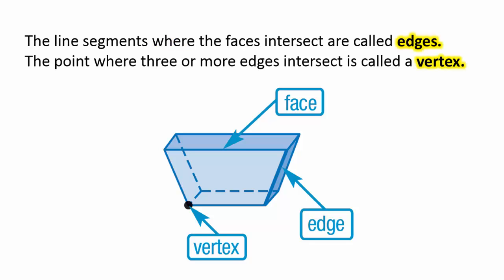The line segments where the faces intersect are called edges. So where two of those polygons meet, that would be an edge. Now the point where 3 or more edges intersect is called a vertex. So that point is called a vertex where the 3 different polygons, 3 different faces of your polyhedron would meet.